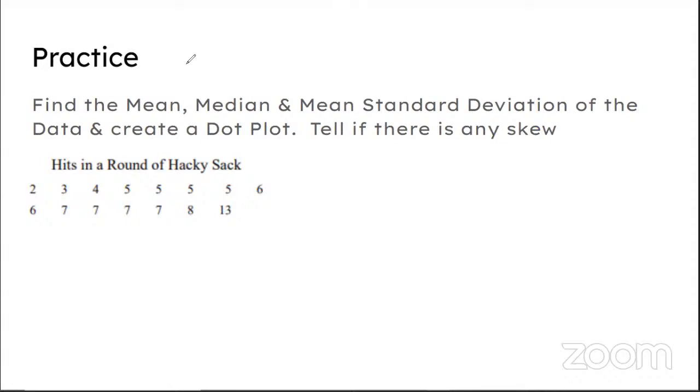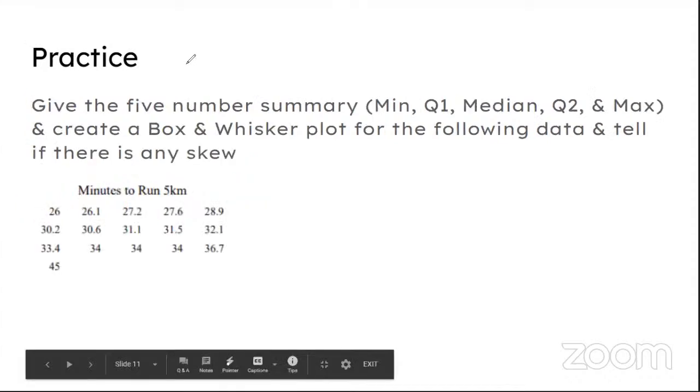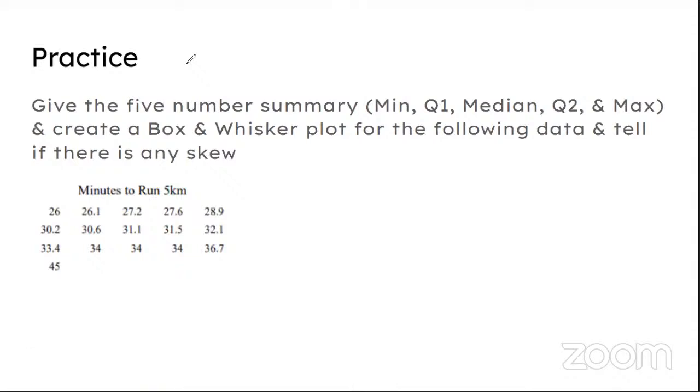So let's see. Data. All right, practice. Give 5-number summary. Remember, the 5-number summary is the minimum, quartile 1, median, quartile 2, and the max. And we're supposed to create a box and whisker plot for this data. Oh boy, I remember box and whisker plots. We've done several of those already. So we've got, oh, these are already in order. Praise the Lord. Thank you. 1, 2, 3, 4, 5, 10, 15, 16 pieces of data.